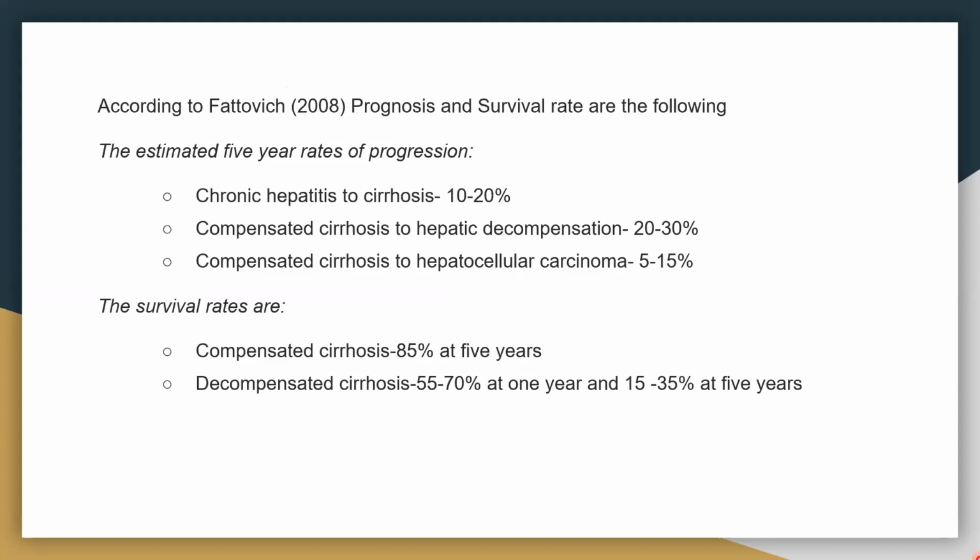So according to Fattovich, the prognosis and survival rates are the following. The estimated 5-year rates of progression: chronic hepatitis to cirrhosis is 10 to 20%, compensated cirrhosis to hepatic decompensation is 20 to 30%, and compensated cirrhosis to hepatocellular carcinoma is 5 to 15%. So the survival rates: compensated cirrhosis is 85% at 5 years. Decompensated cirrhosis is 55 to 70% at 1 year and 35 to 50% at 5 years.